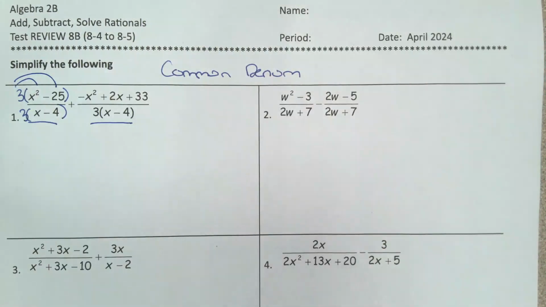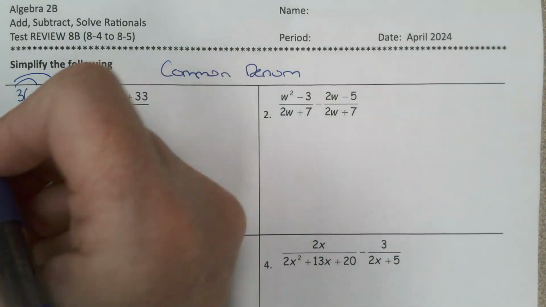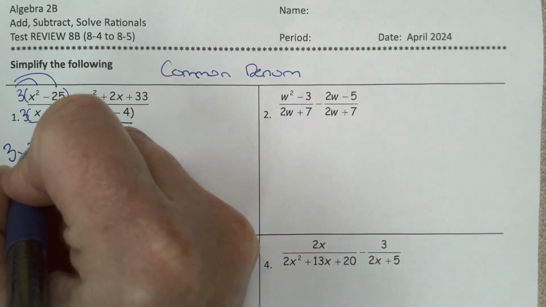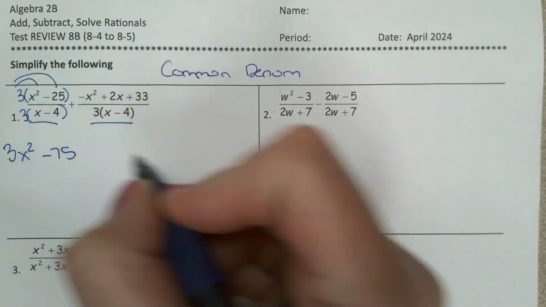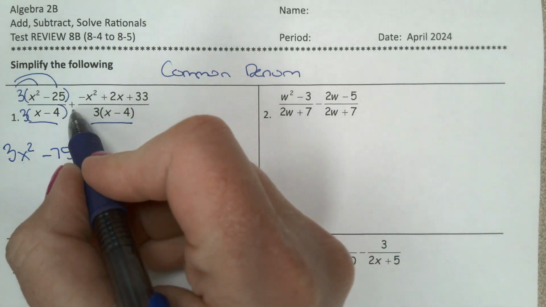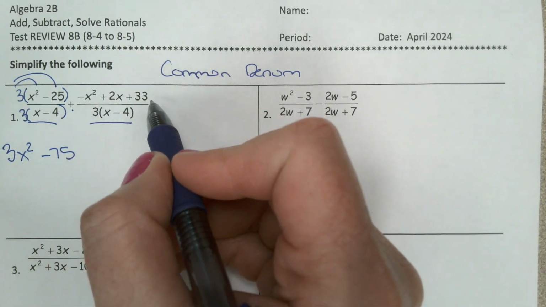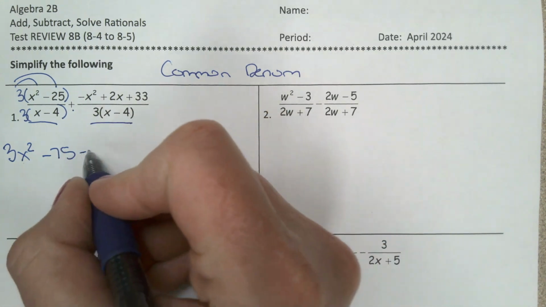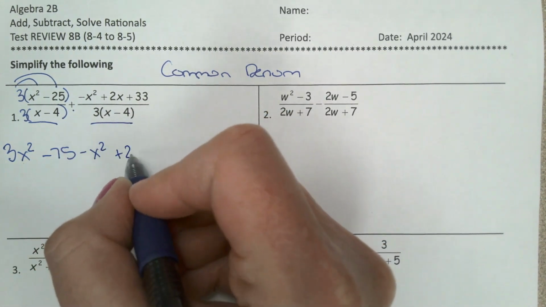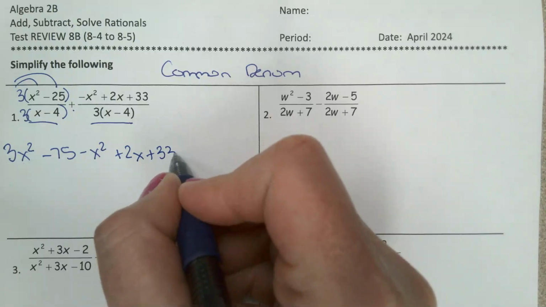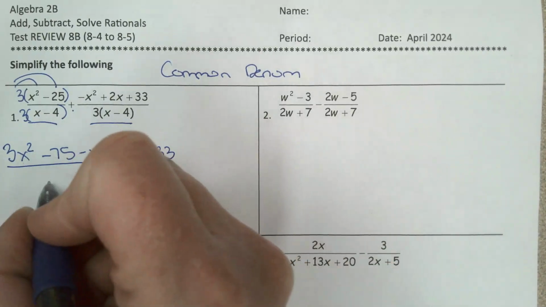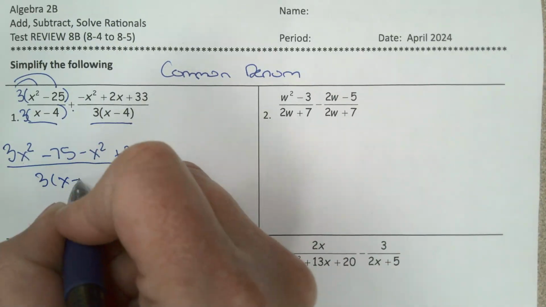So I'm going to have to distribute the 3 to clear parentheses. So we got 3x squared minus 75. So this plus sign means that all these signs stay the same. So that is still a negative x squared, a positive 2x, and a positive 33, all over 3 times x minus 4.